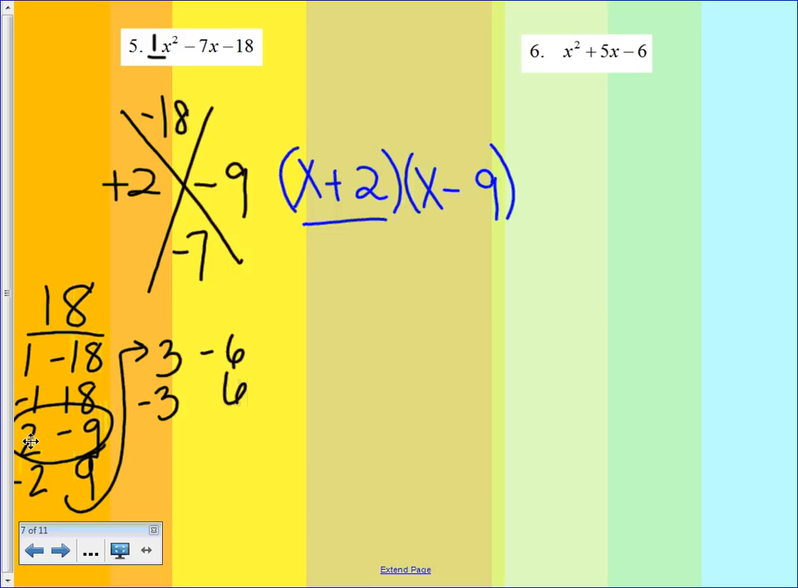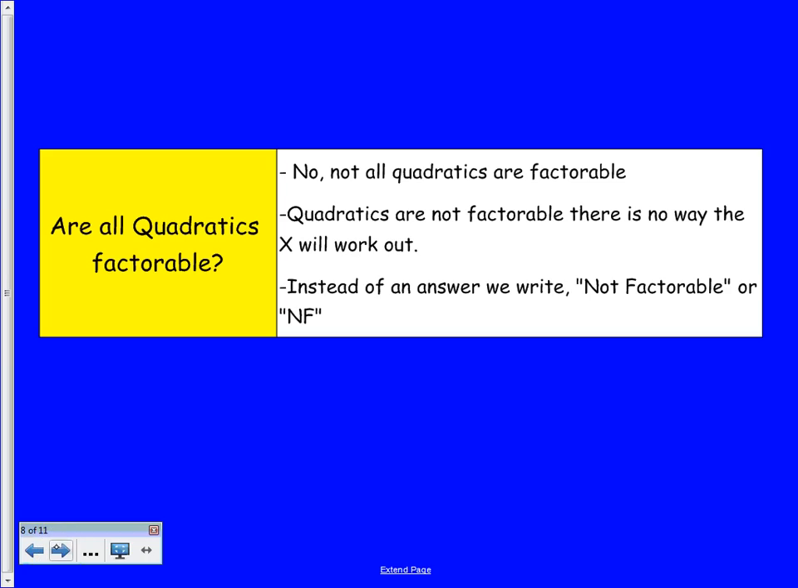So go ahead and pause the video. I want you to try number 6 right now. See if you can do that one on your own. Check to make sure your coefficient is 1. Set up and solve your x. Write out your factors.